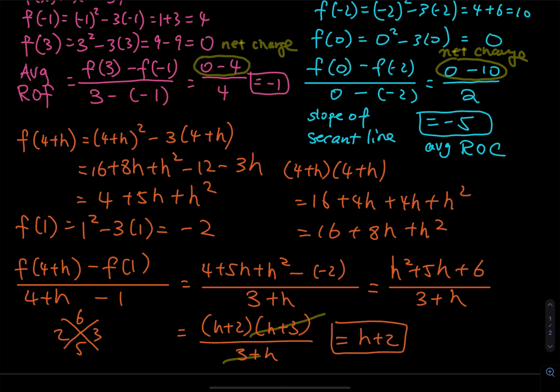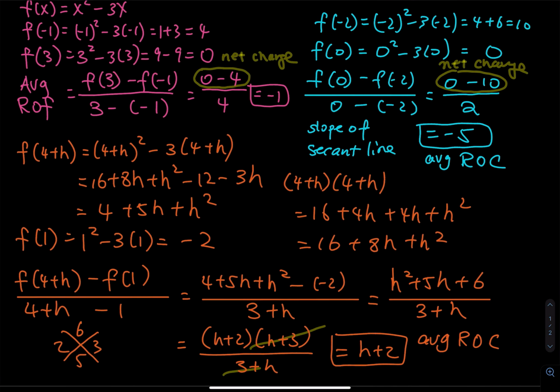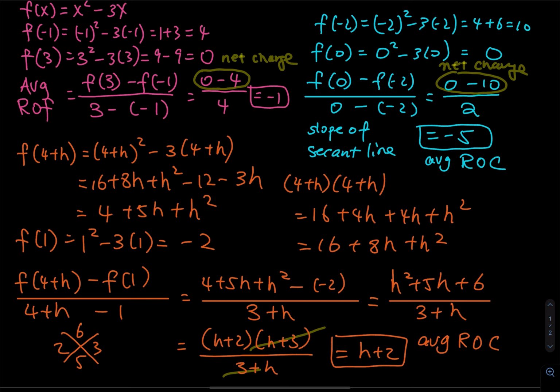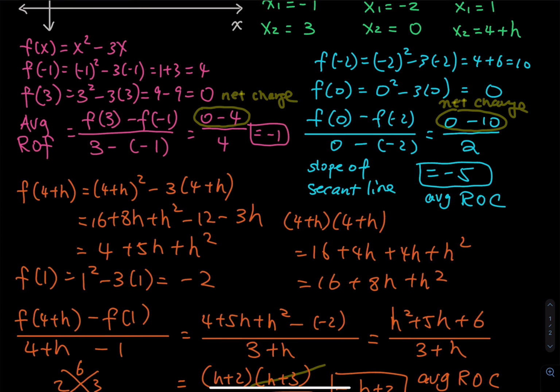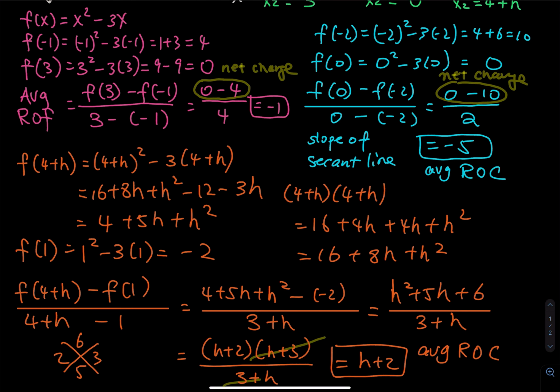So this is the average rate of change between those 2 points. You have 2 points on the graph, right? When x equals this, y equals this. When x equals negative 1, y equals negative 2. Sketch a straight line, connect these 2 points. The slope between these 2 points is h plus 2. That is also the average rate of change of the given function, which is right here, the green line between those 2 points.